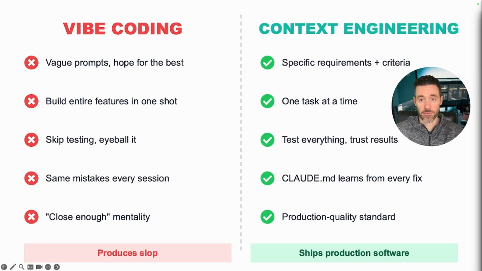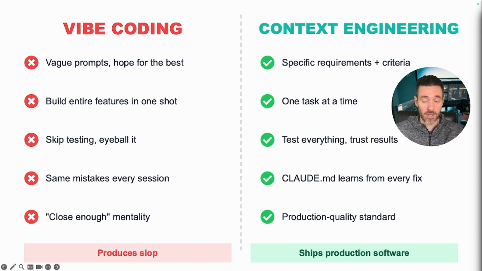Here's what most people do. They open Cursor or Claude Code, they type something like, "Build me a dashboard." They get some code back, they look at it and they say, "Close enough," and they move on. That's vibe coding. And for a quick prototype or a throwaway demo, it's fine.